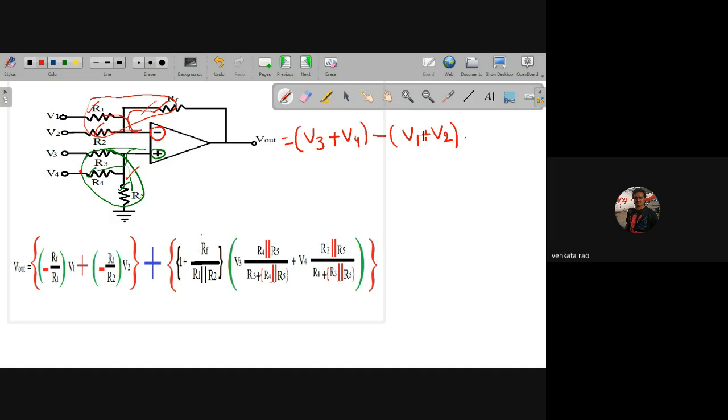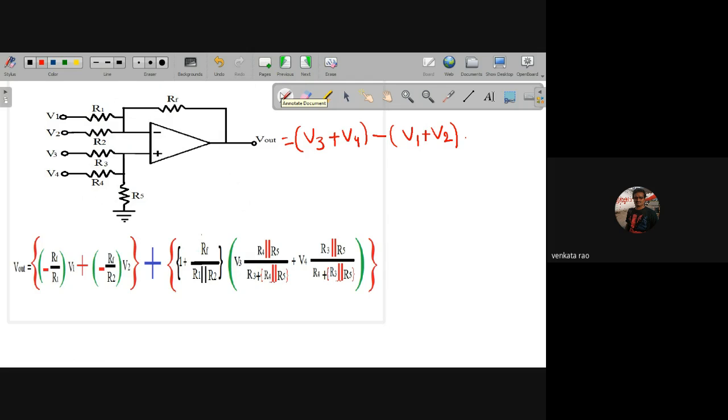In previous GATE, IES, and all the competitive exams, they gave one problem. After completion of this part, I will go to the problem. See, for example, now they give a problem in the exam with different values of resistors. Then what do we have to do? All are different values.